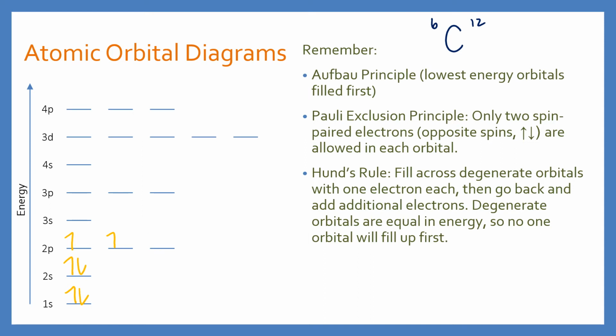But let's erase that and stick with carbon for now. So this is carbon's atomic orbital diagram. You also could have put the second electron here. It wouldn't matter. You could put one here, as long as you only filled 2 of them and they were in different orbitals.